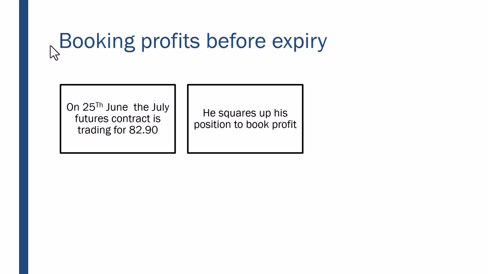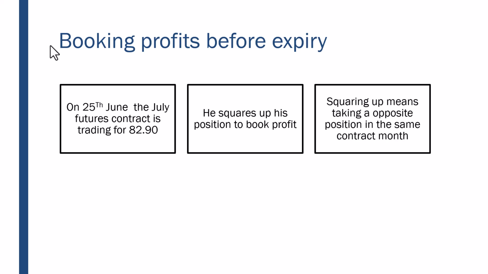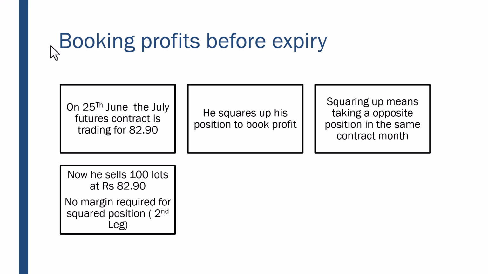Now it may happen that in both transactions I am the common guy, I am buying and I am selling, but the person who sold to me earlier and the person to whom I sell may be different. Since I am now selling, squaring up means taking the opposite position in the same contract, the same contract month. It's not that you bought in July and sell in August or September. You bought in July, so you have to sell in July, only then will it square up. Now he sells 100 lots at 82.90.